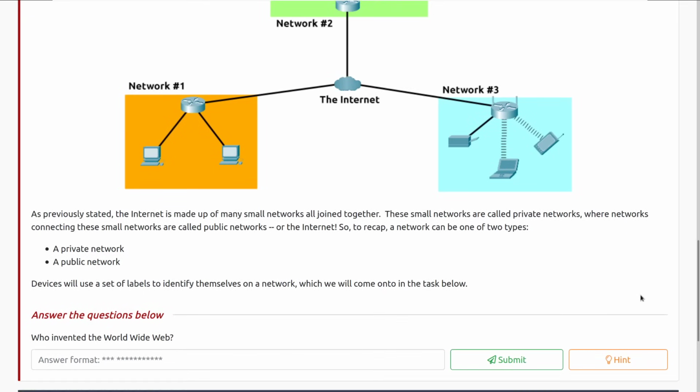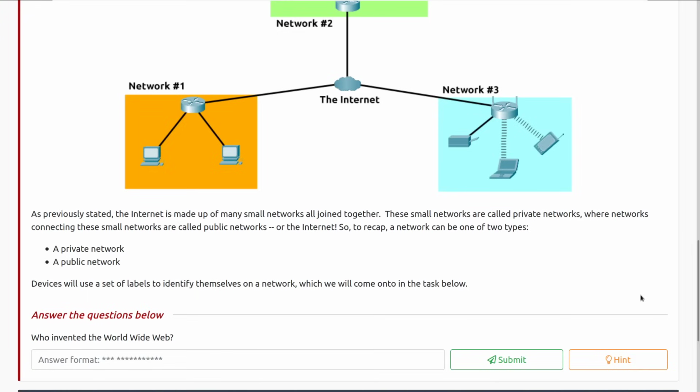As previously stated, the internet is made up of many small networks all joined together. These small networks are called private networks. So think your home network, a business network, things like that. Networks connecting these small networks are called public networks. Try saying that 10 times fast.